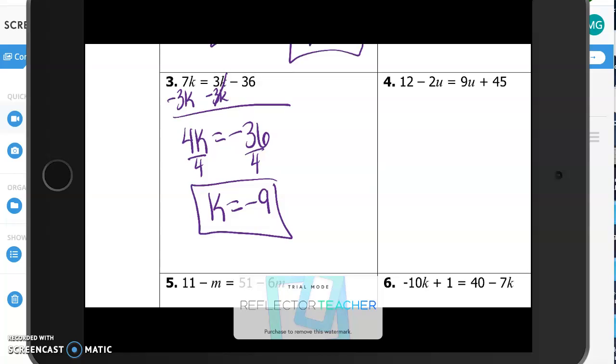Again, you'll want to plug it into both sides. So you're going to plug it in here and get negative 63. Plug it in there, and you would get negative 63. So you know you did it correctly.